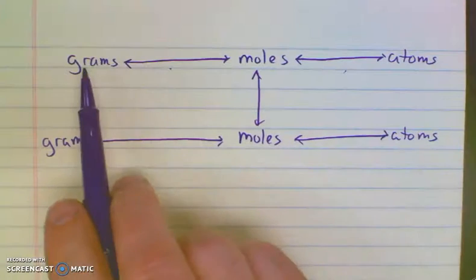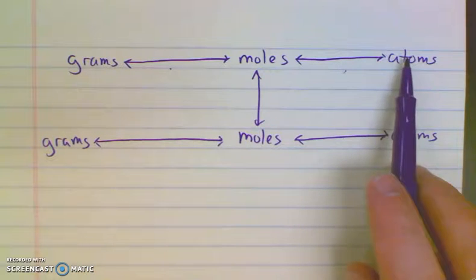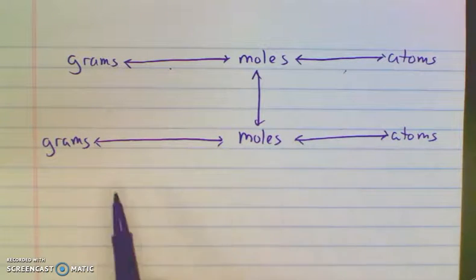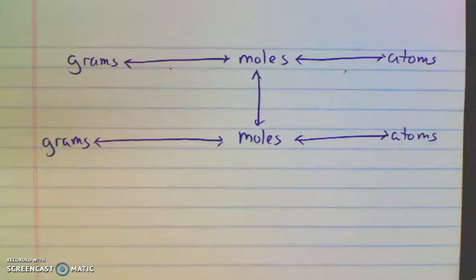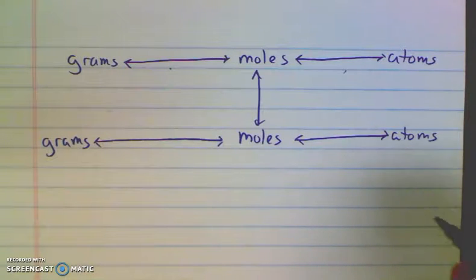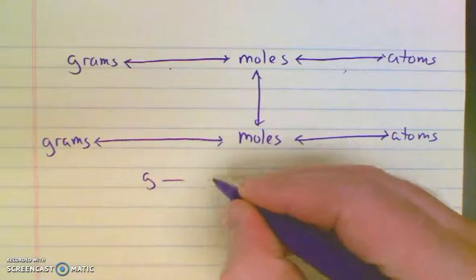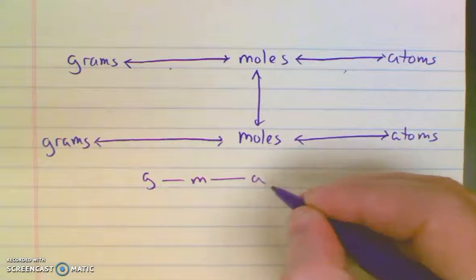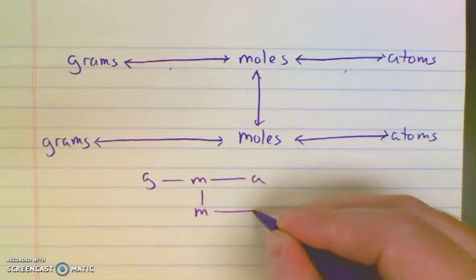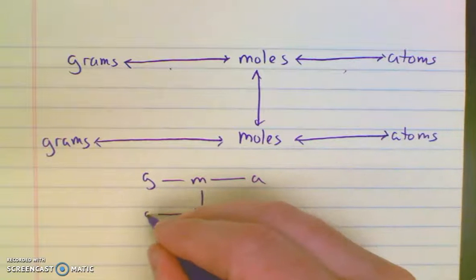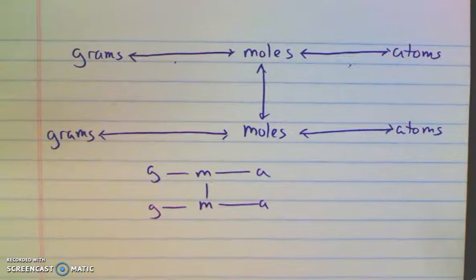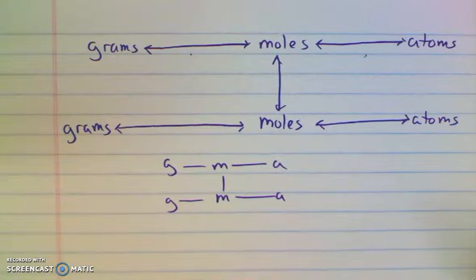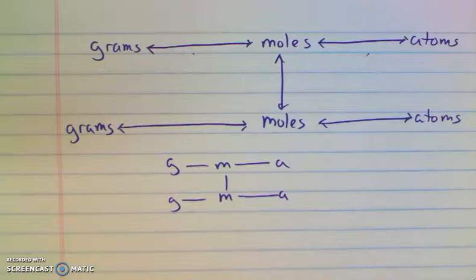If we're talking about the same substance, we stay on one line, but if we change substances, we are going to go on to the second line, and I'll show you how to do that in just a moment. An abbreviated way to draw this is to simply put G, M, A. I've had a lot of students say they remember this as grandma, G, M, and A. But whatever method works for you, go ahead and use that.